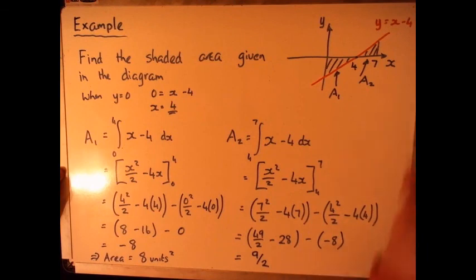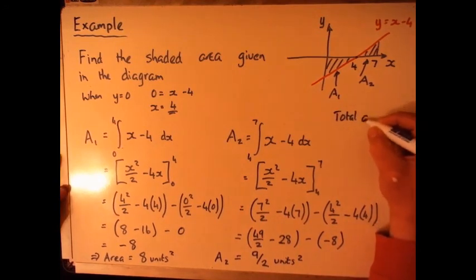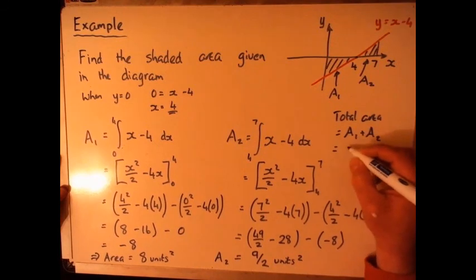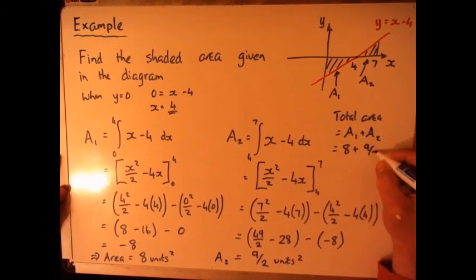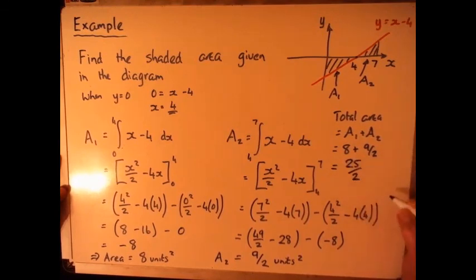Okay, and that's a positive value because this area lies above the curve. So area 2 is 9 over 2 units squared. So I've got my two separate areas. Now all I need to do is add the two of them together. Again, running out of space, so we'll just go up here. Total area equals A1 plus A2, which equals 8 plus 9 over 2. Final answer: 25 over 2. And because we're working with area, let's just get into the habit: units squared.